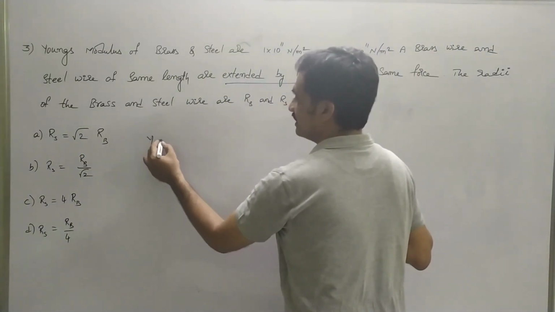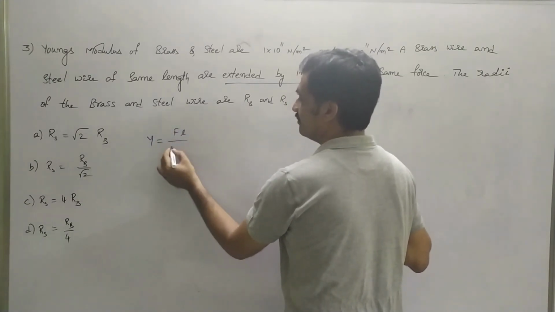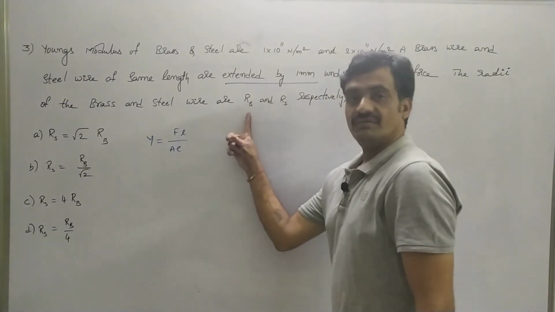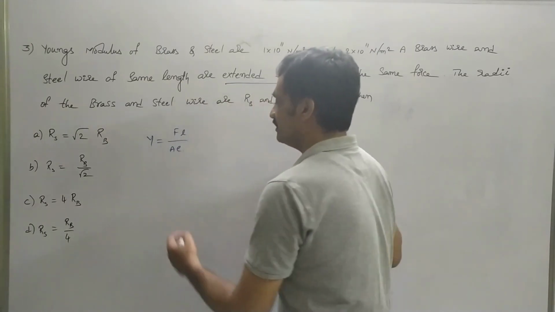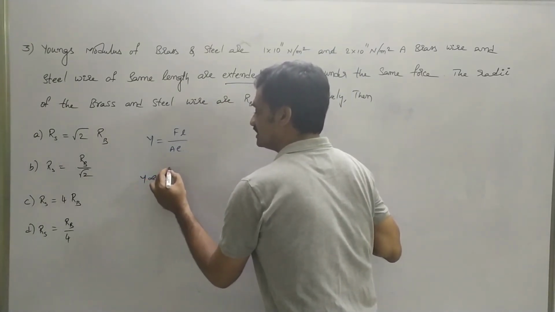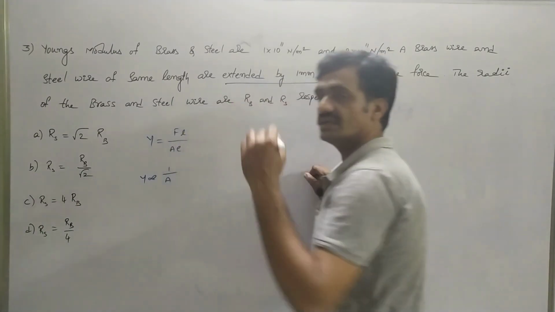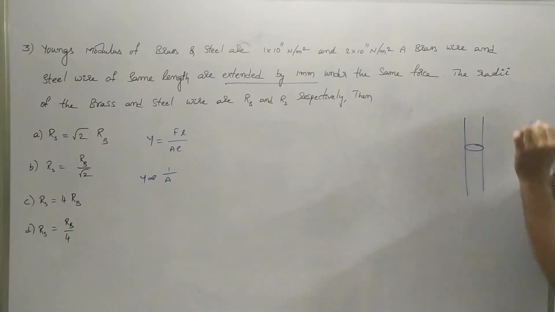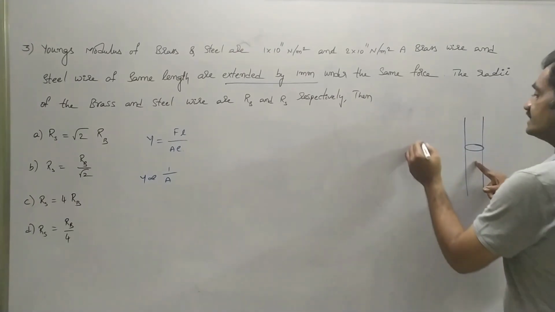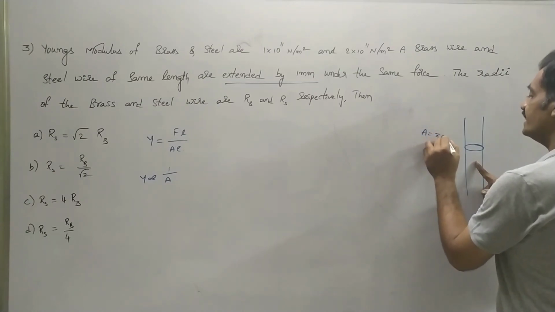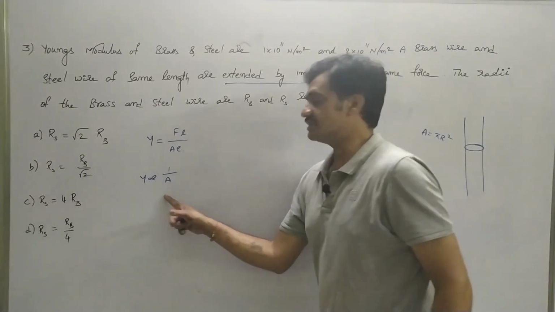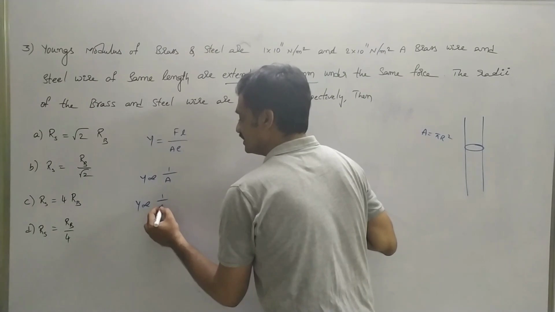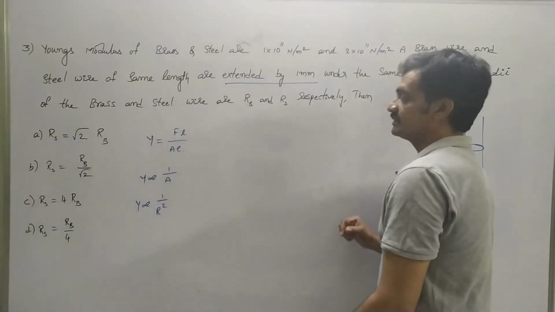Young's modulus is given as Y = FL/Ae. The radii of the wires are given based on the area of cross section. Based on that, we can represent that Young's modulus is inversely proportional to the area of cross section of the wire. The area of cross section of the wire is A = πr². As we substitute this value, Young's modulus is inversely proportional to the square of the radius.